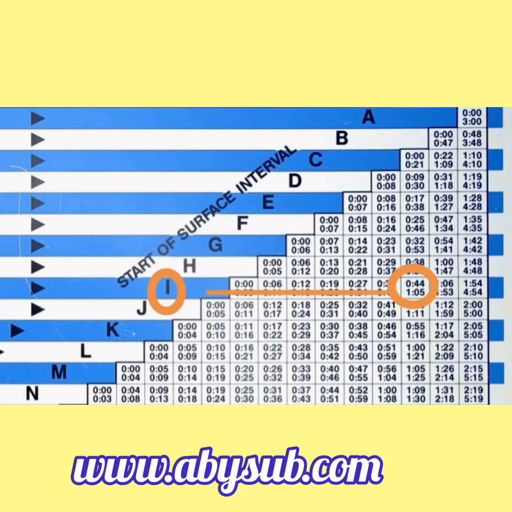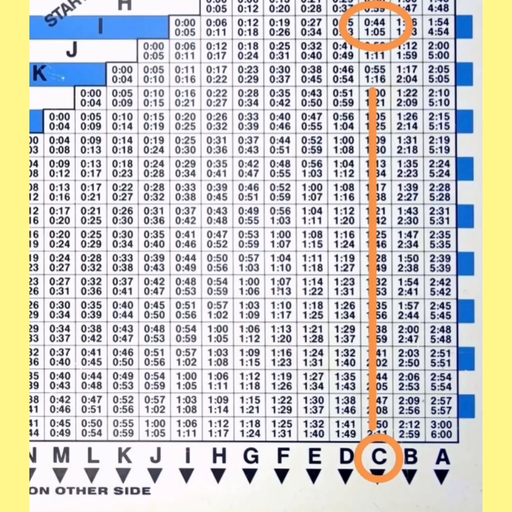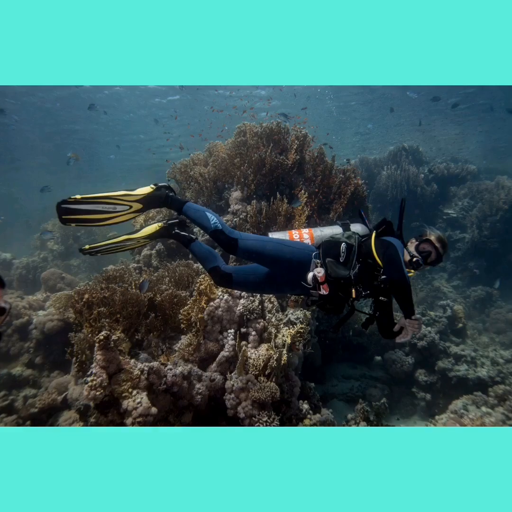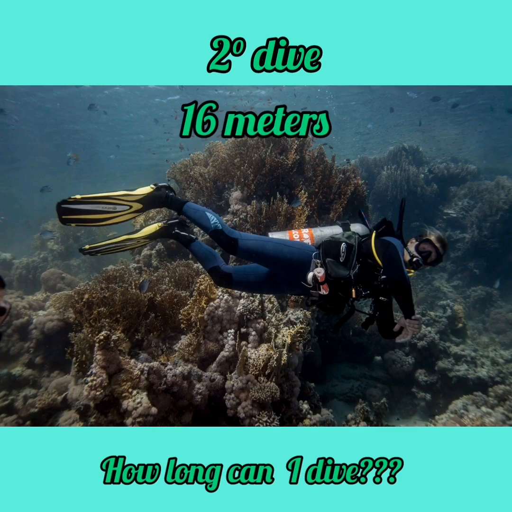So we need to go to chart number 2 to check the new pressure group. So we have a pressure group I. We are going to be 1 hour on the surface. We are going to find this interval, and if you look down, you will see the new pressure group. In this case, the new pressure group is C. So now we are ready to plan our second dive.